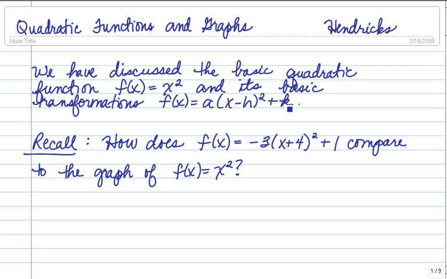So let's review some things here. What does the value of a represent in this transformation? Yeah, a is a stretch factor or shrinking factor, if you will. What about h? Yeah, h is the horizontal shift, and k is the vertical shift.